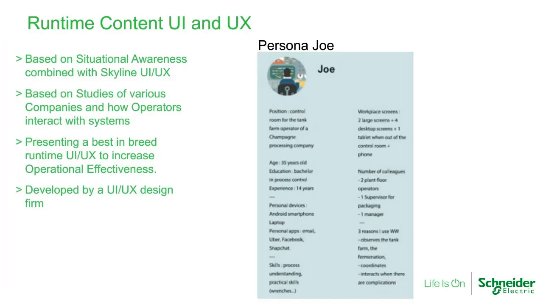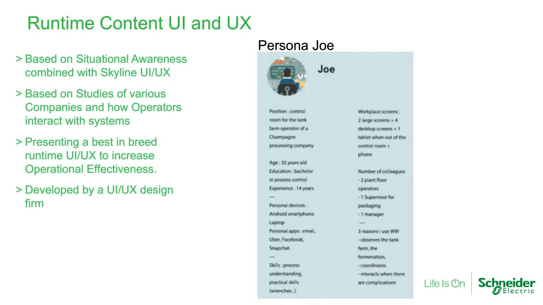So the persona that works most with our systems and operates our systems is Joe. And Joe is typically interested in how fast can I get to something, how fast can I discover context between various operations, and how can I be better in operating my facility. So typically, most of us design systems that Joe works with. So we wanted the interface for Joe to be based on Skyline UI UX, and it has to be best in breed from a UI UX perspective to increase his operational effectiveness.